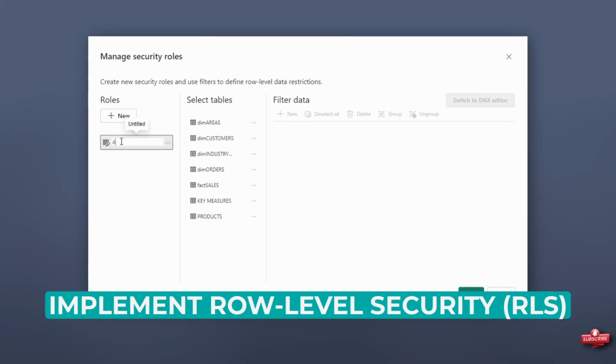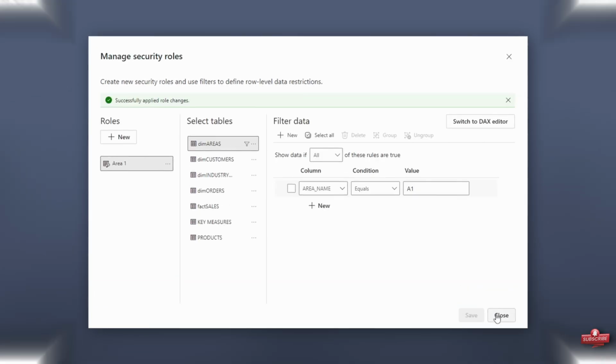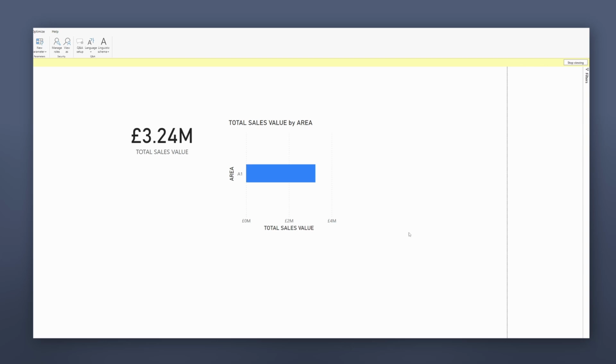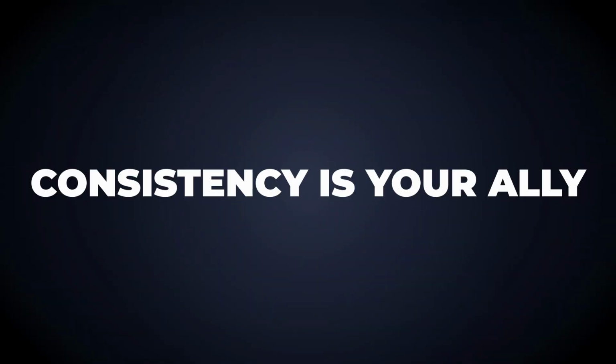Ensure data security with precision. Implement row-level security to control data access based on user roles. Define roles and filters to ensure users only see data they're permitted to view. This enhances data security and compliance.